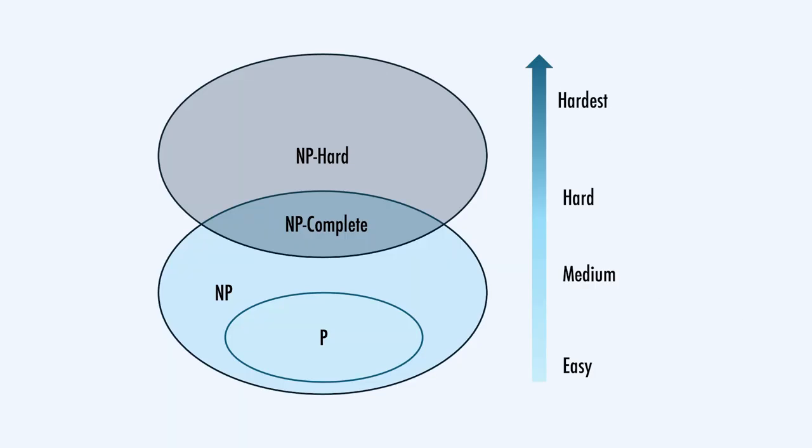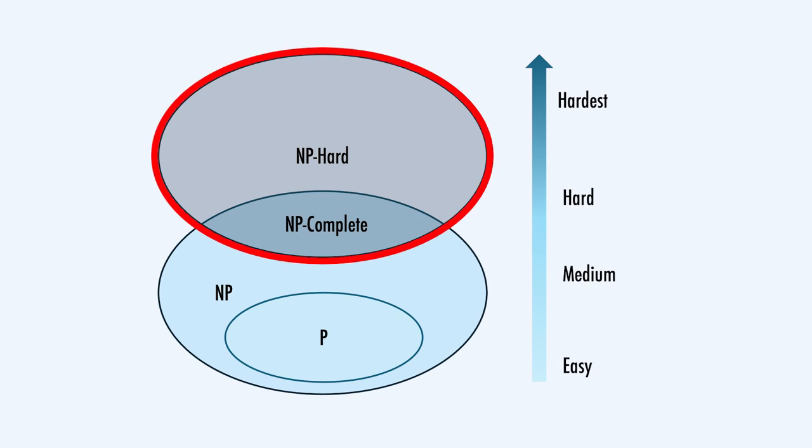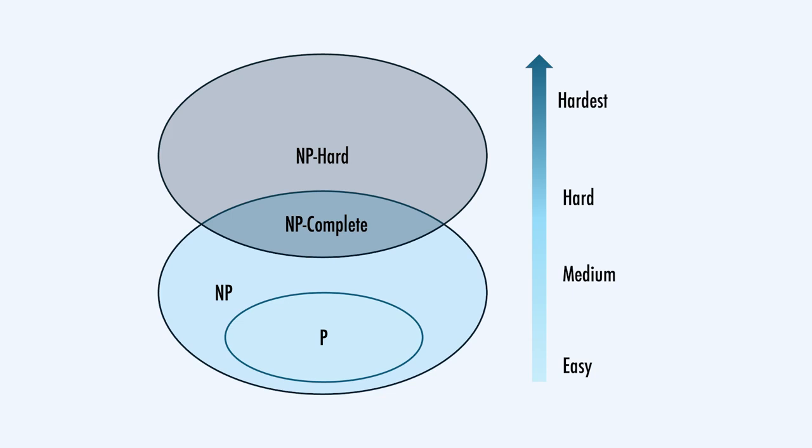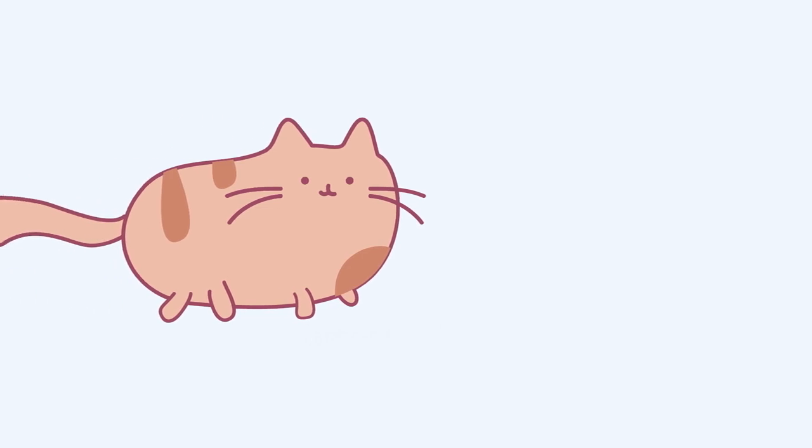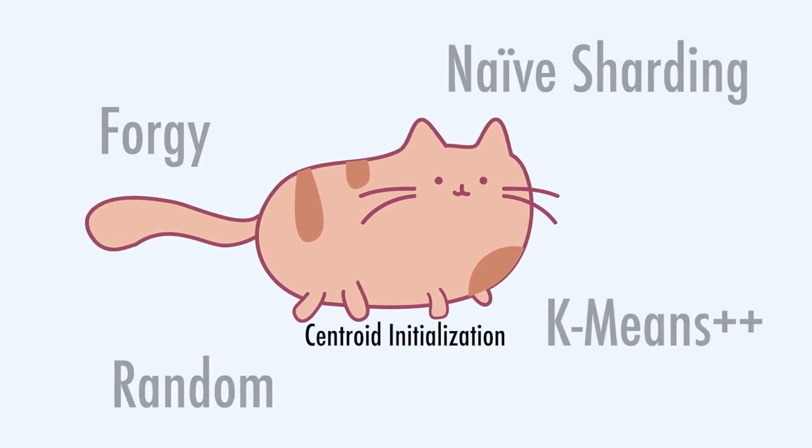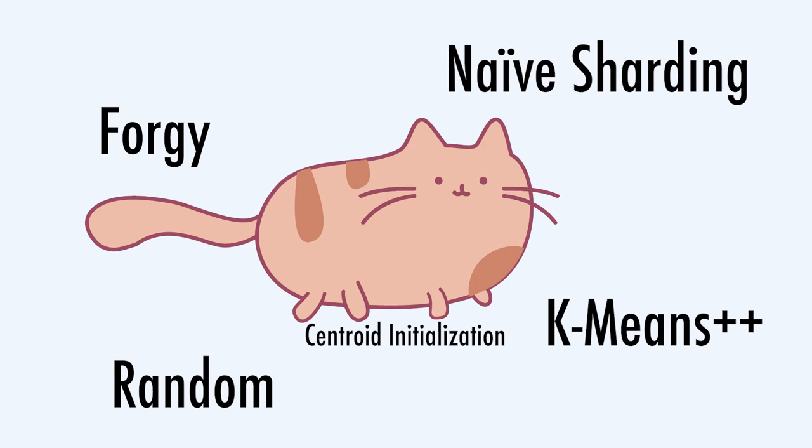Since we deal with a problem that is computationally difficult, a problem that we call NP-hard, we can only get approximate solutions instead of perfect solutions for any kind of algorithm that we devise for K-means. And this makes it difficult to define the best possible algorithm solution. In this video, we will discuss 4 methods to perform centroid initialization: Forgy placement, random partition, Naïve sharding, and K-means++.